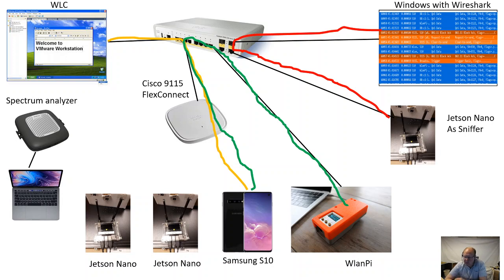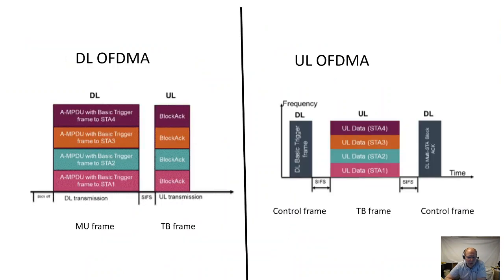Before we start capturing, let's look at the theory behind OFDMA. Let's start with downlink OFDMA. When the AP sends traffic down to several stations using OFDMA, the AP uses a multi-user frame. This multi-user frame is subdivided, and each station will have its own resource unit it receives data on.